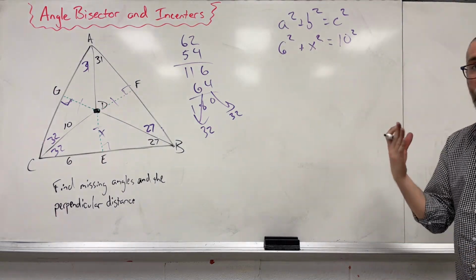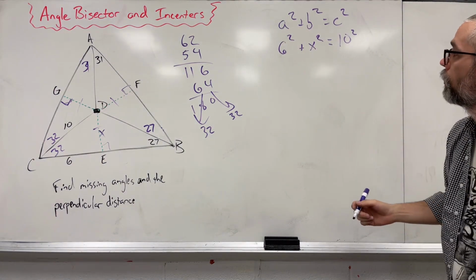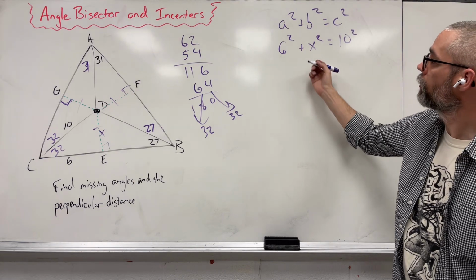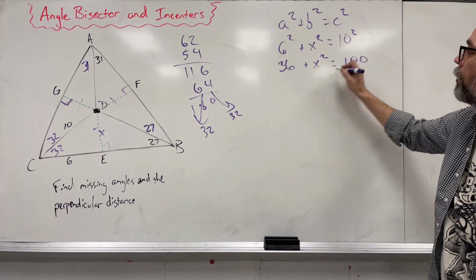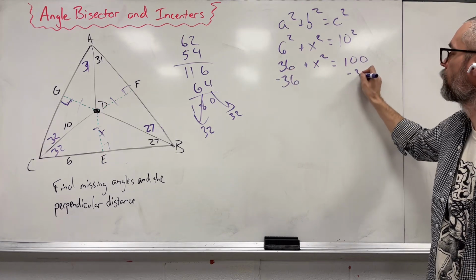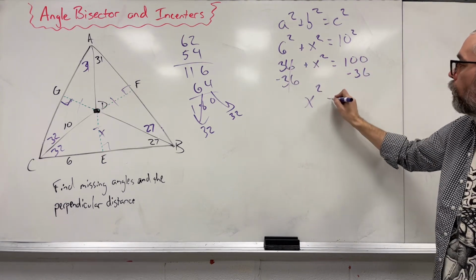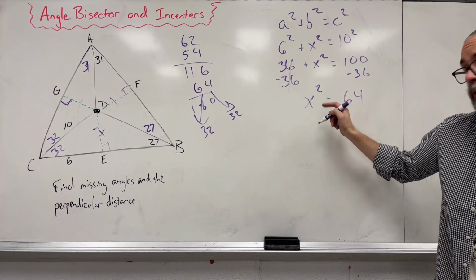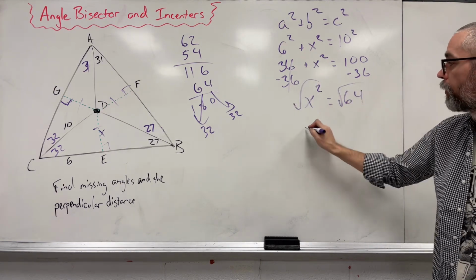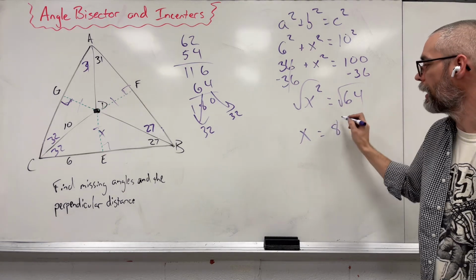So we have everything. Now let's just do our algebra and solve for x. 6 squared is going to give us 36. 10 squared is going to give us 100. Now let's move that 36. X squared equals 64. And in order to undo the exponent, we square root both sides, leaving us with 8.